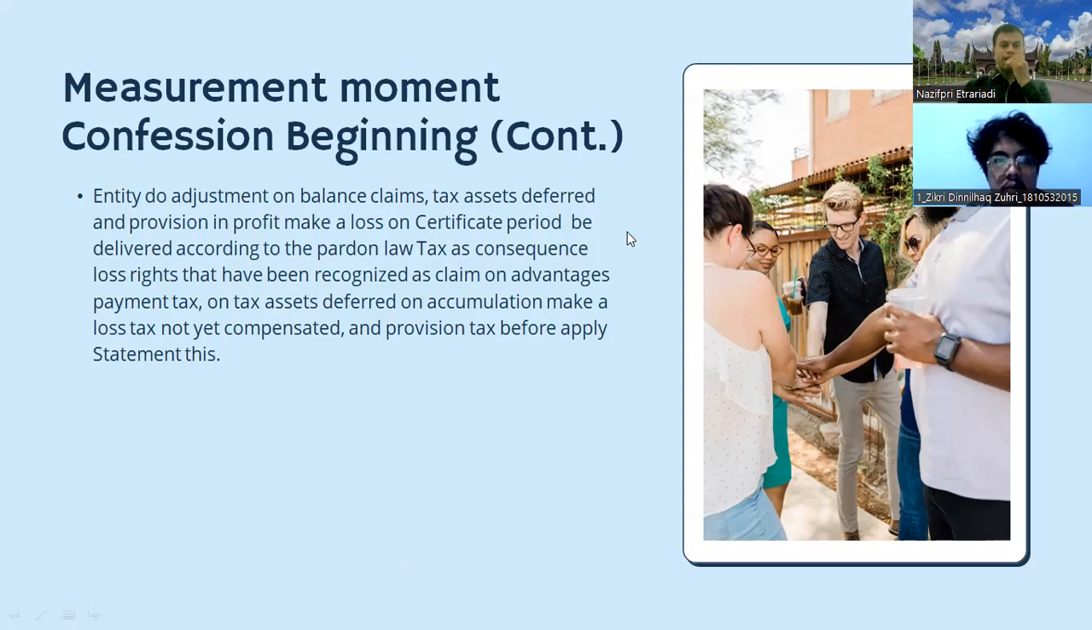Okay. Thank you, Zikri. In my turn, I will continue the presentation of Zikri about measurement at initial recognition. The entity makes adjustments to the balance of claims, deferred tax assets, and provisions in profit or loss in the certificate period delivered according to the Tax Amnesty Law. As a consequence, the rights that have been recognized as claims on tax overpayment, deferred tax assets on accumulated unused tax losses, and tax provisions before this statement applies are adjusted.